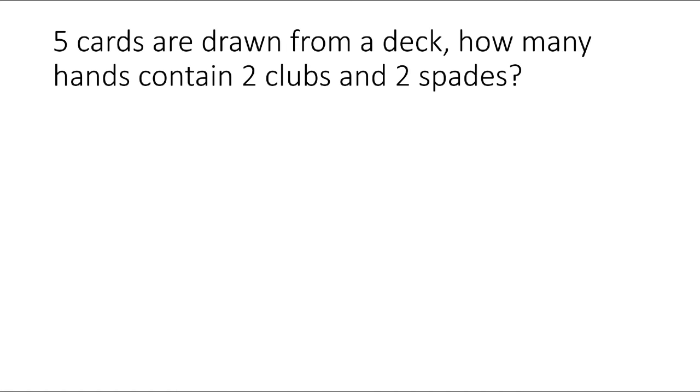So what this doesn't say, but that we have to assume, is that if there are exactly 2 clubs and exactly 2 spades, then the 5th card has to be something different. It has to be not a club, not a spade, something else. So really, we're going to have 3 different object types in this card hand. Exactly 2 clubs, exactly 2 spades, and 1 card that is neither of those things. So that 1 card could be a heart or it could be a diamond, but it's not going to be a club or a spade. So we have 3 different object types. So I'm going to draw 3 blanks.